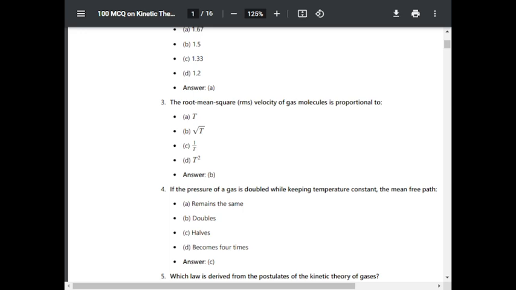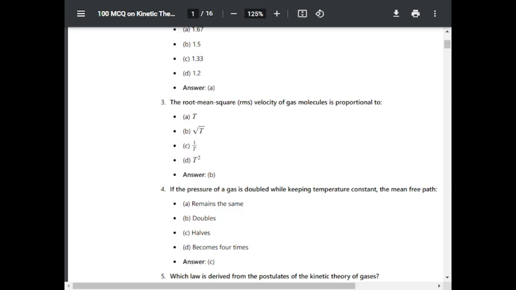Question number 3. The root mean square, the RMS velocity of a gas molecule is proportional to. Option A T, option B root T, option C 1 upon T, option D T square. The correct answer is B, under root T. The RMS velocity of a molecule is proportional to square root of T. Option B is correct.